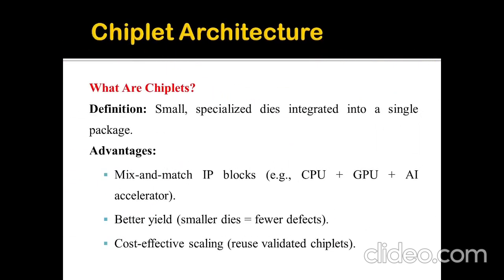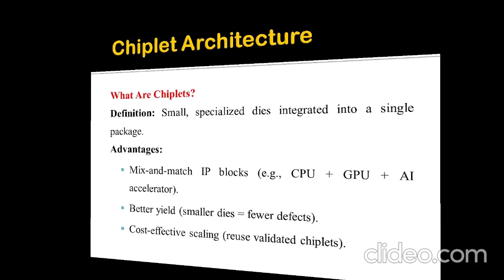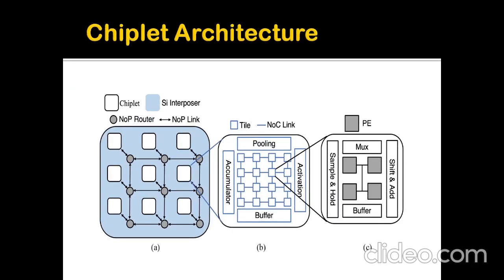So let us check the chiplet architecture. What is a chiplet? It is a small specialized die integrated into a single package. Its advantages are mix-and-match IP blocks like CPU, GPU, and AI accelerators, better yield, and cost-effective scaling through reuse of validated chiplets. This figure shows the chiplet architecture, which consists of a white box along with mux, buffers, sample and hold times, shift registers, and adders, placed as shown in the figure.